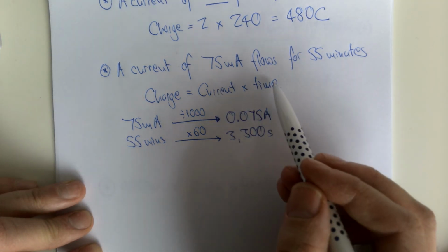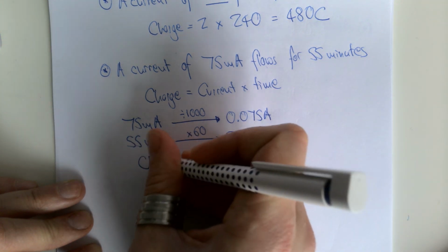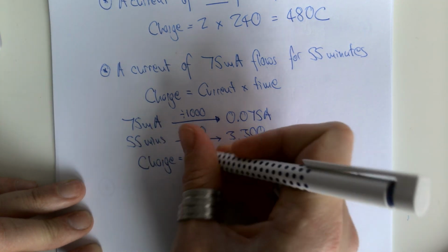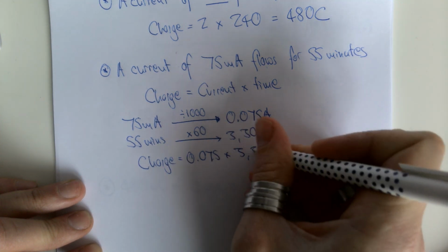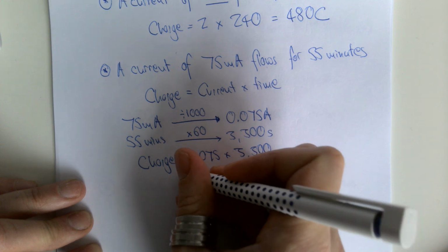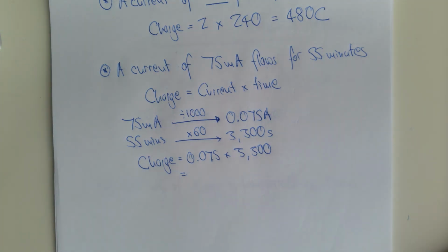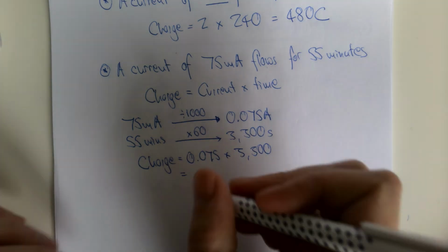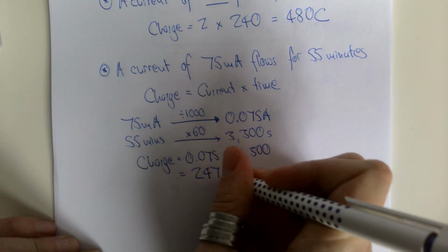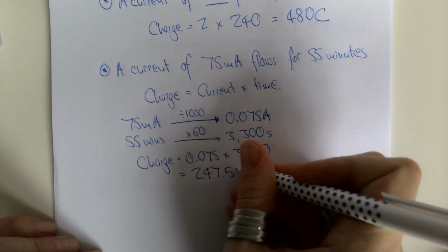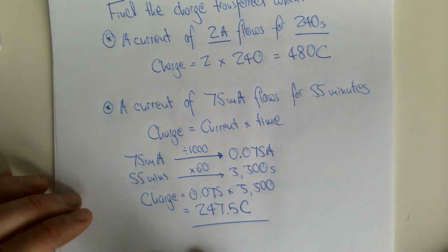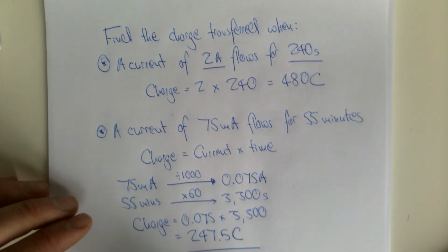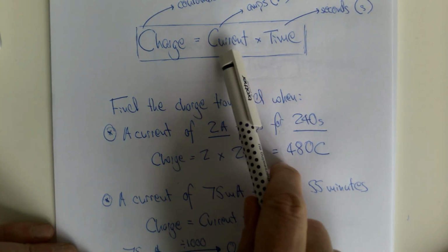We just have to plug our values into the equation. So charge becomes 0.075 times 3,300. And if you multiply both of those together, 0.075 times 3,300, you come up with an answer of 247.5. And because it's charge, our unit would be coulombs. So, two worked examples for you as to how to use charge equals current times time.